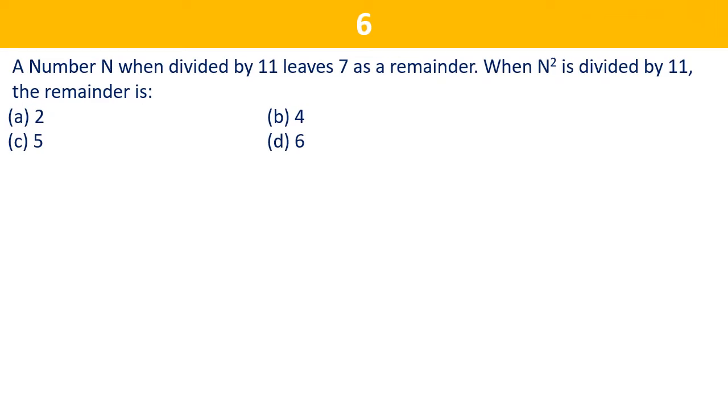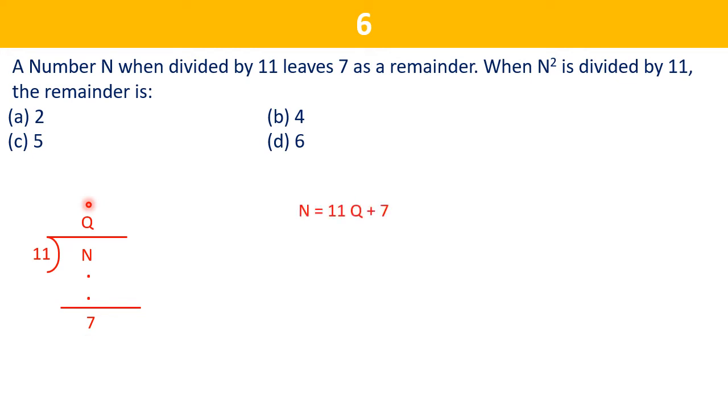Problem 6. A number n when divided by 11 leaves 7 as a remainder. When n square is divided by 11, the remainder is what? So there is a number n, and if I divide it by 11, the remainder I obtain is 7, and let us say the quotient is q. So how can the number n be written? It is divisor into quotient plus remainder. So n is equal to 11 into q plus 7.